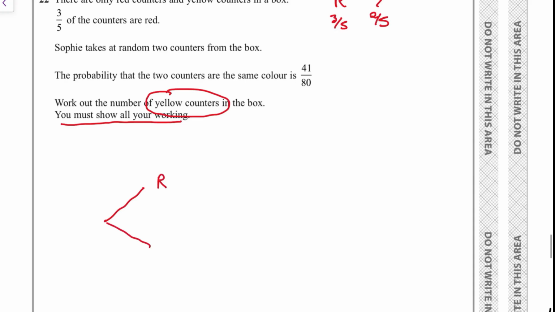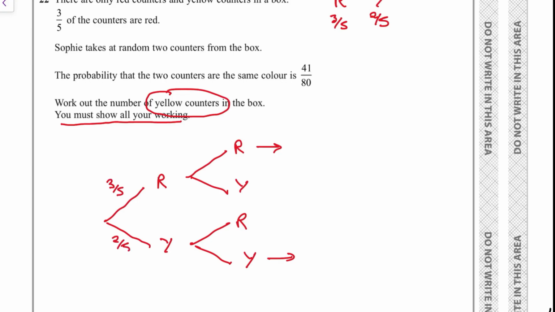So I've got red first, and then I've got yellow, and then I've got red or yellow, and then I've got red or yellow. And I want the probability that the counters are the same, which is red and red or yellow and yellow. Start with the obvious. So that's 3/5 and that's 2/5.